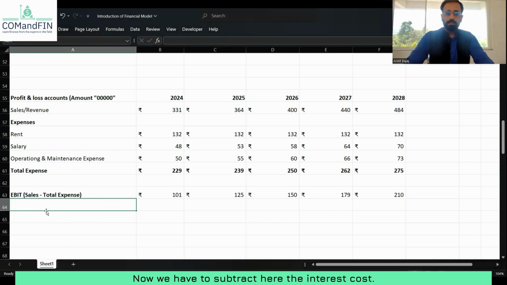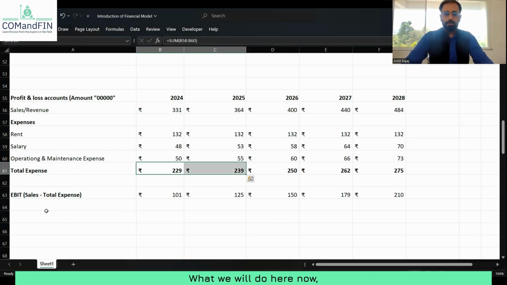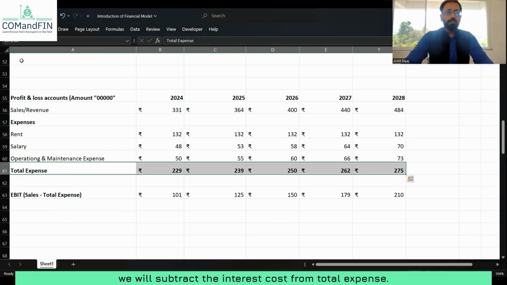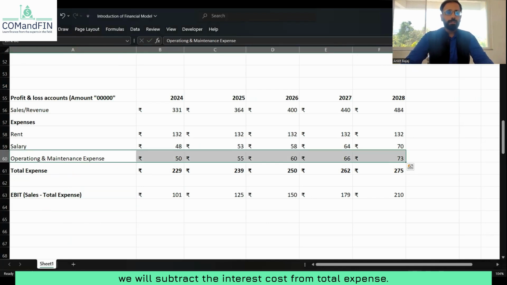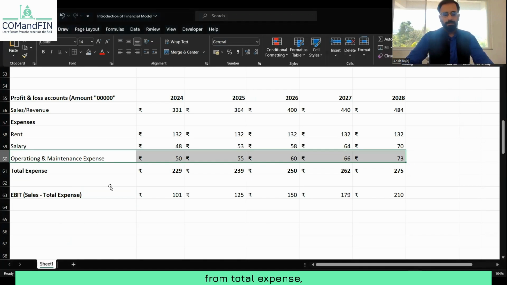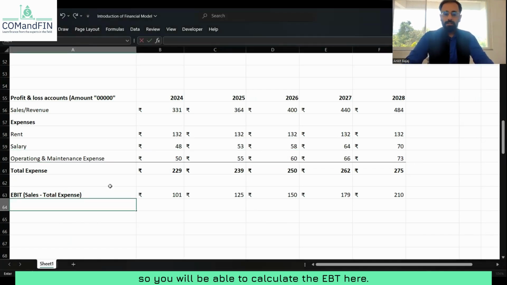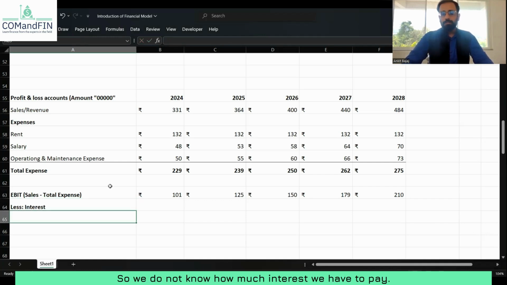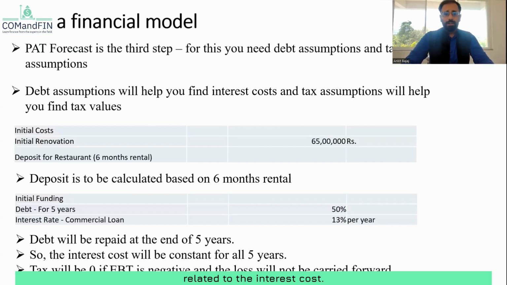Now we have to subtract here the interest cost, right? What we will do here now, we will subtract the interest cost from total expense. Once you subtract the interest cost, you will be able to calculate the EBT here. So let's see interest paid. We do not know how much interest we have to pay, so let's jump to the PPT again and see if any information is given related to the interest cost.